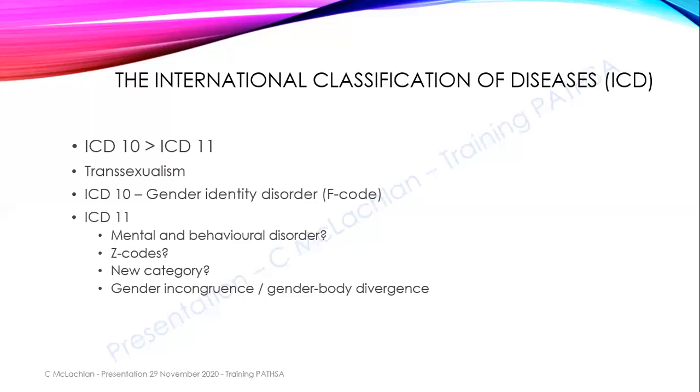For example, pregnancy, which is not a disorder, but that falls under Z codes because you still need to access healthcare, or should it fall under a new category? And there were huge discussions surrounding this. So what was the outcome then?